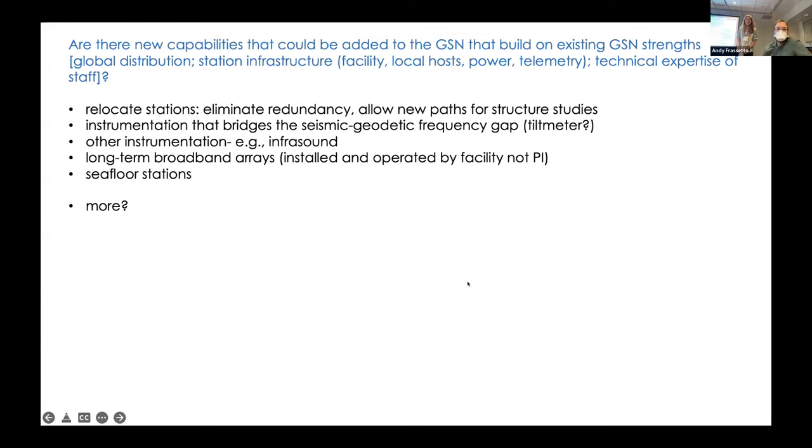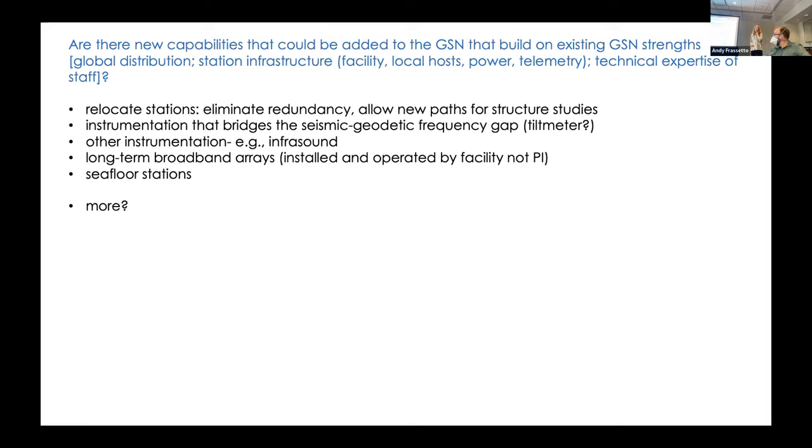Okay, so this is something that you've all brought up several times already, but are there new capabilities that could be added to the GSN that build on its strengths? And that could be the fact that station infrastructure, telemetry, and power already exist at these stations, or it could be the technical expertise of the staff. But yeah, are there new capabilities? And almost all of these you've already mentioned.